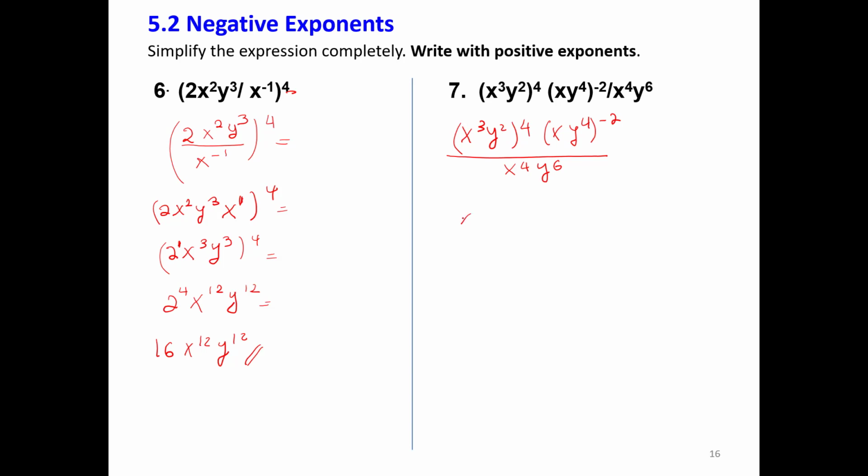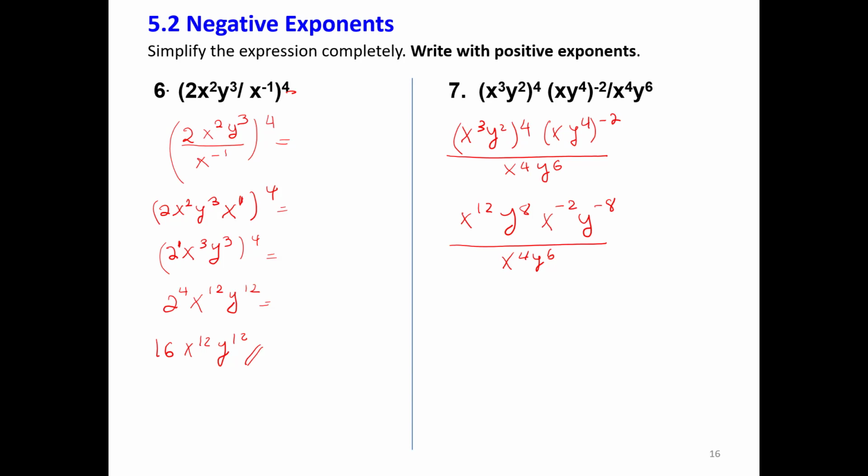Then it will be x, 3 times 4 is 12. y, 2 times 4 is 8. x, 1 times minus 2 is minus 2. y, 8 times minus 2 is minus 8. We need to be careful. If the exponent is negative, we need to multiply by the negative number. Yes, x to the 4, y to the 6 power.